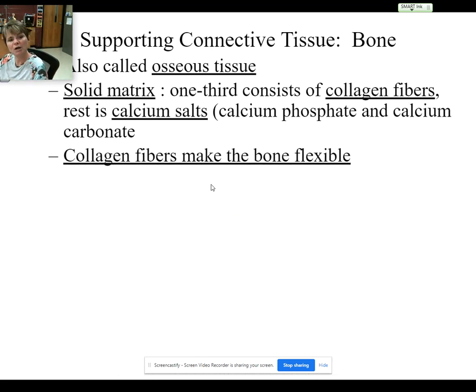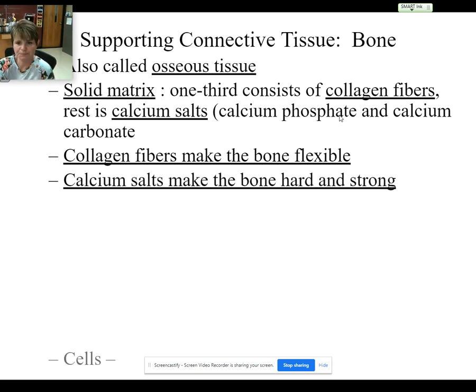Remember that whereas cartilage matrix is more gel-like because it contains chondroitin sulfate, the bone matrix is more solid and hard because it contains calcium salts. So the chondroitin sulfate makes the cartilage matrix gel-like. The calcium salts make the bone matrix hard and solid. Remember that both bone and cartilage do have collagen fibers, and so the calcium salts make the bone hard. The collagen fibers make the bone flexible.